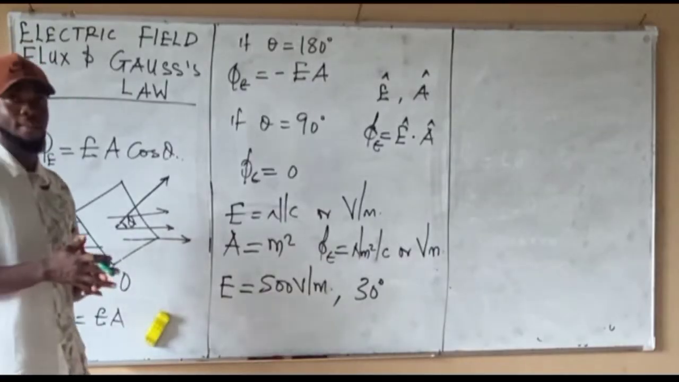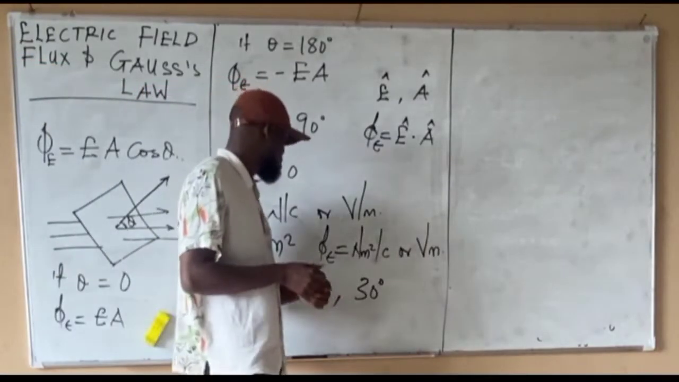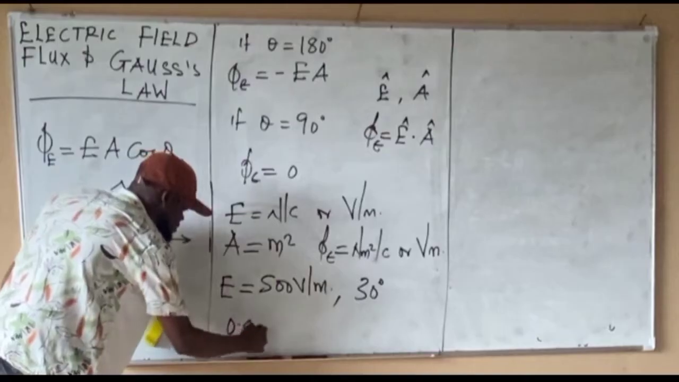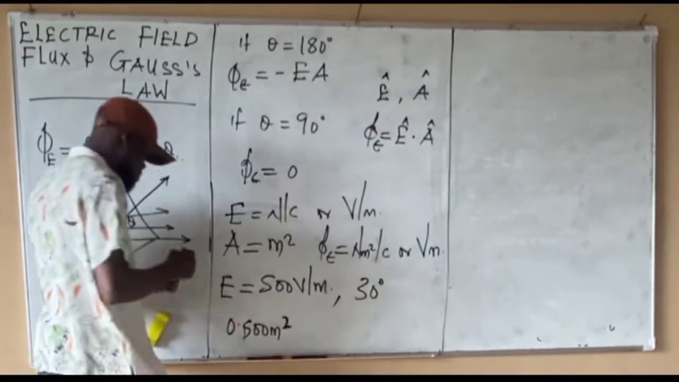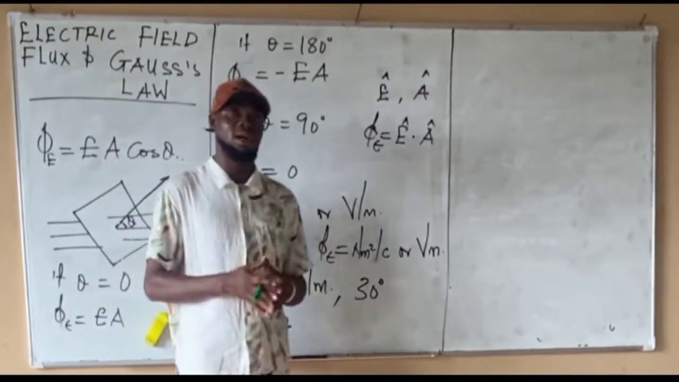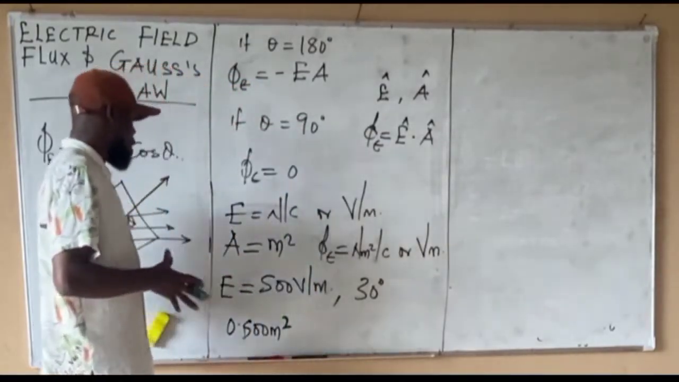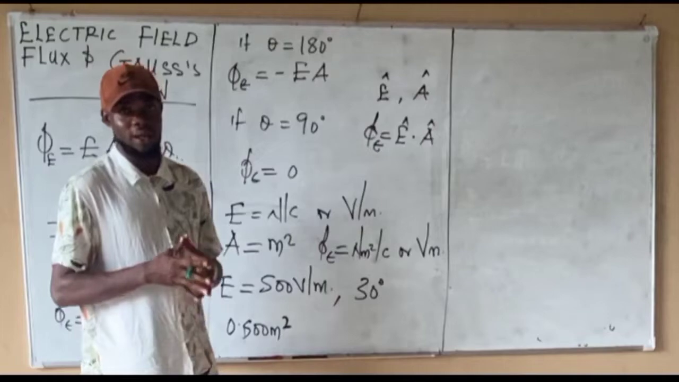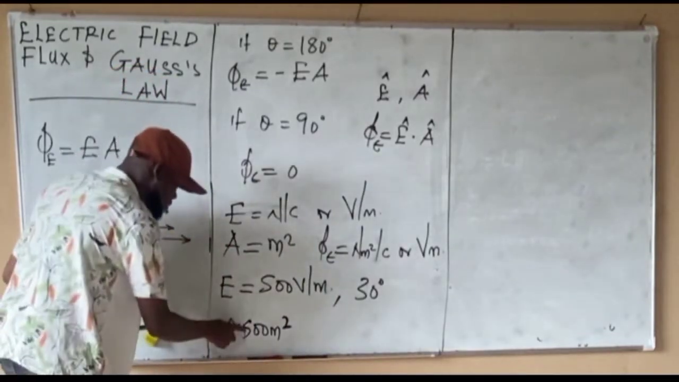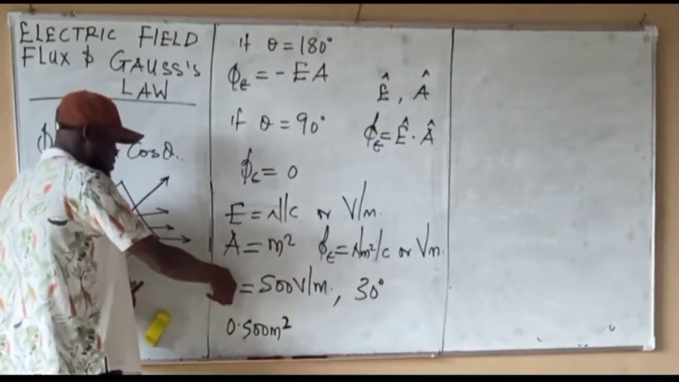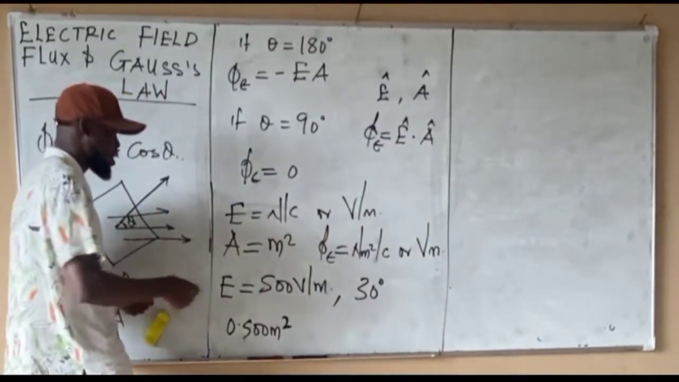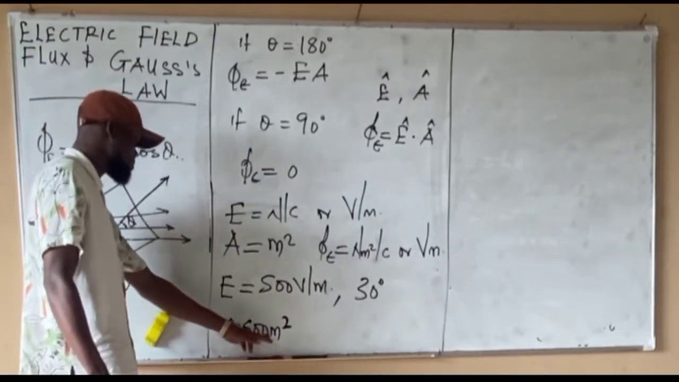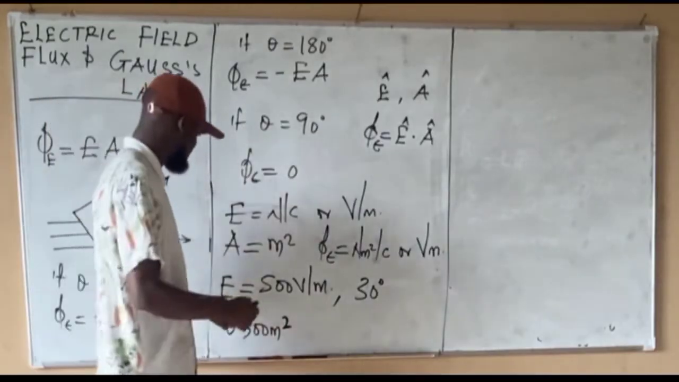An electric field of 500 volts per meter makes an angle of 30 degrees to a surface vector whose magnitude is 0.500 meters squared. Obtain the electric field flux leaving this surface.